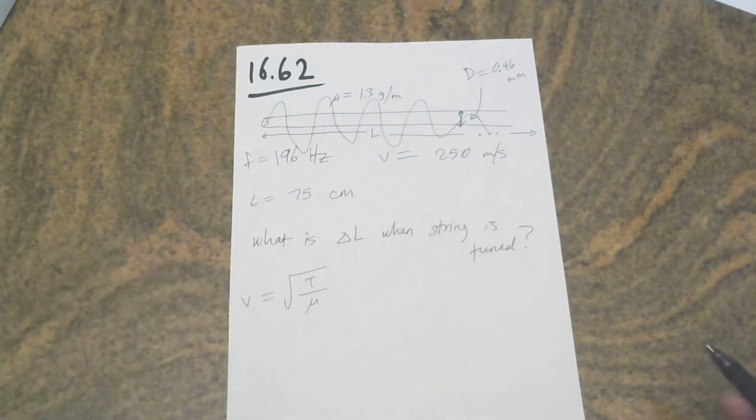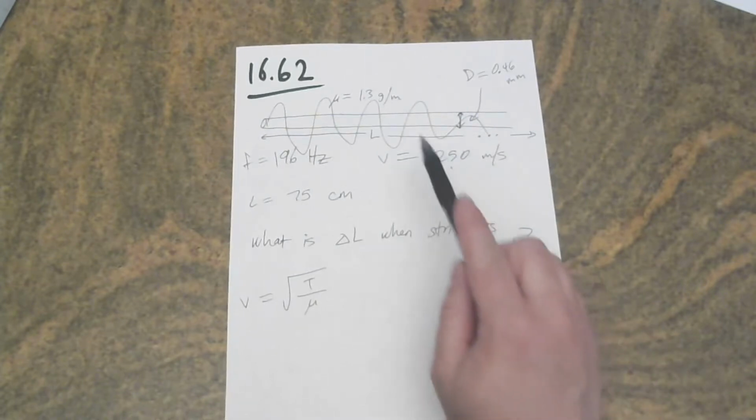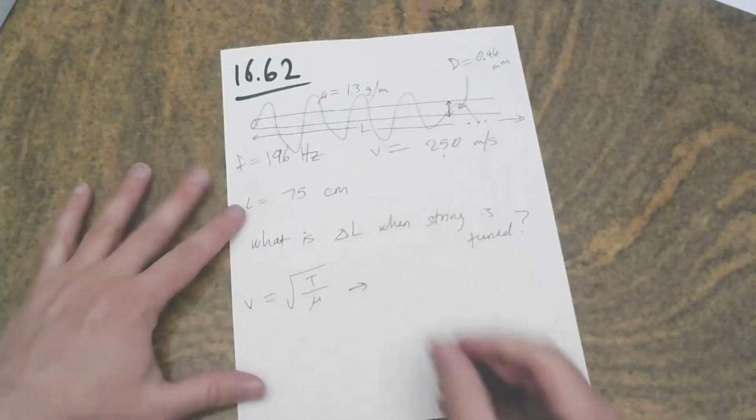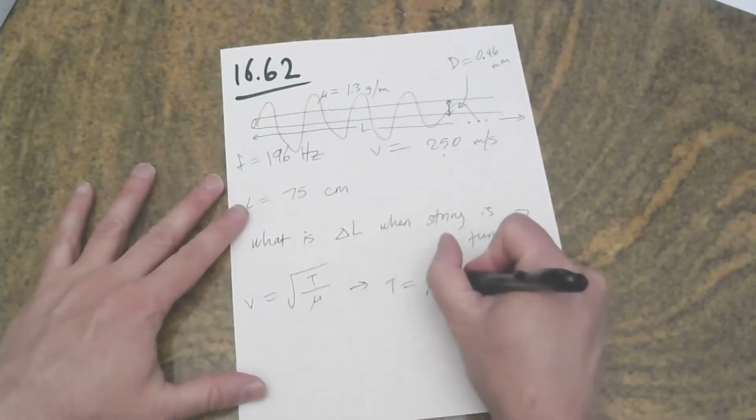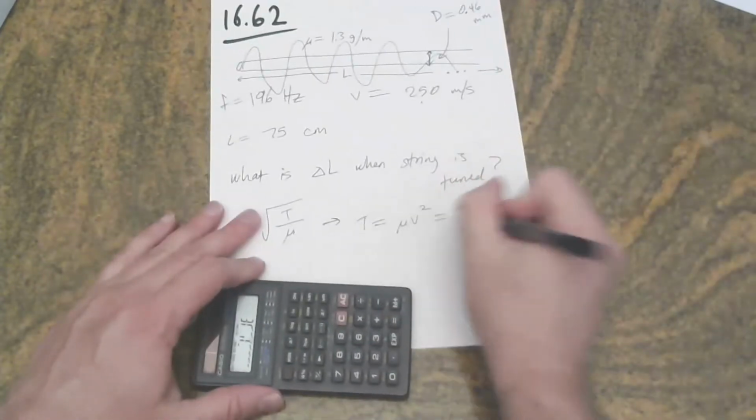Evidently, the required tension on this guitar string is determined by this speed, which they just gave us, and this mass density. Let's square both sides, solve for T, and it would be mu v squared. And I'll just evaluate that all at once.